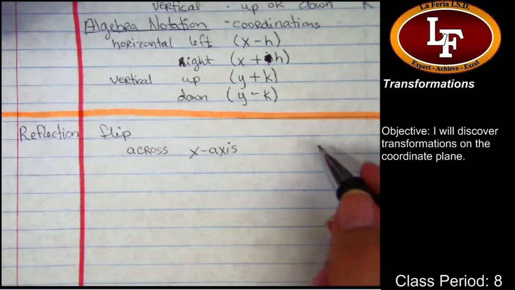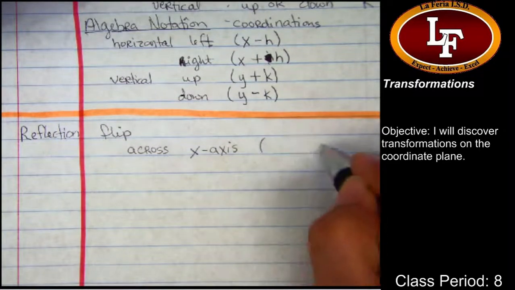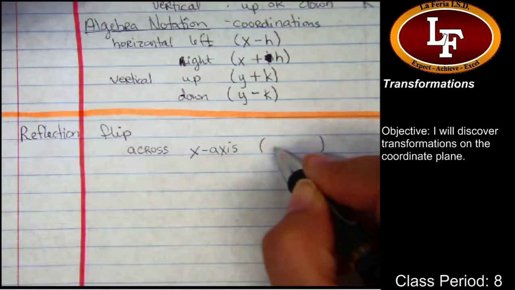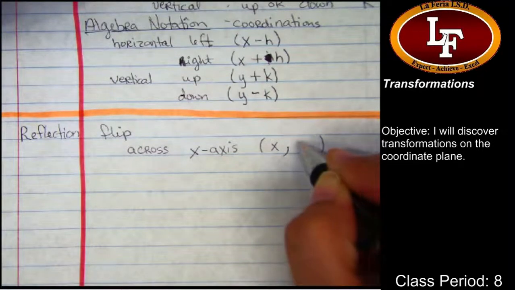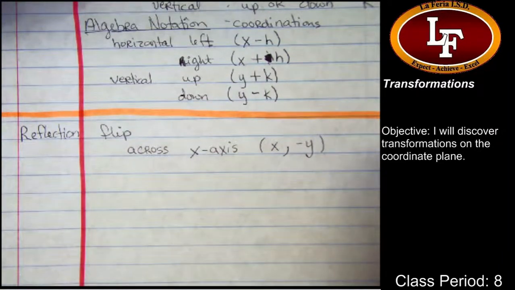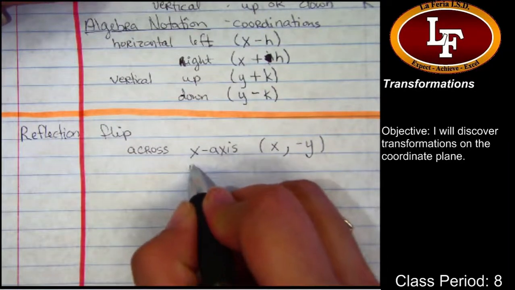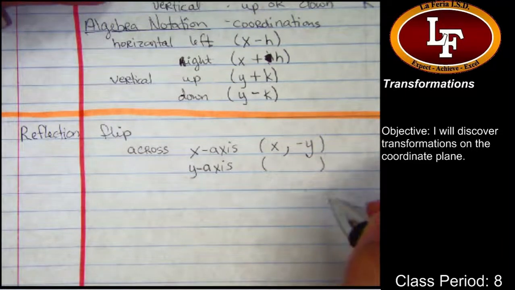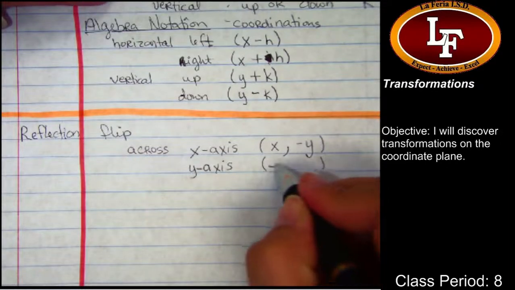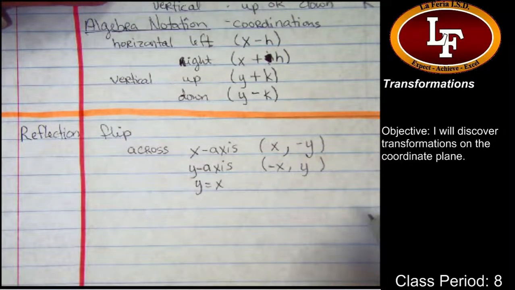We can talk about reflection across the x-axis. When you reflect something across the x-axis, the only change you make to its coordinates is the sign on the y-coordinate, and the y-coordinate only. If you're going to flip across the y-axis, you're going to change the sign. Which one do you think? Yeah, the x.